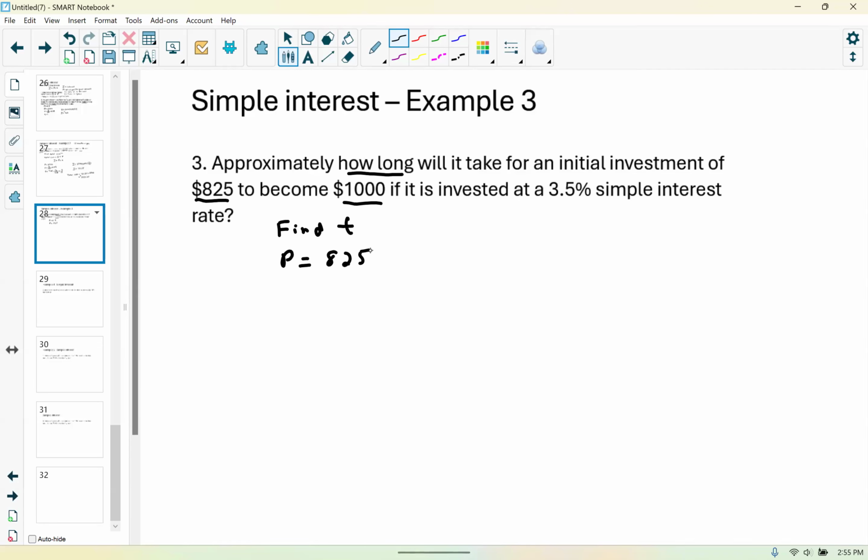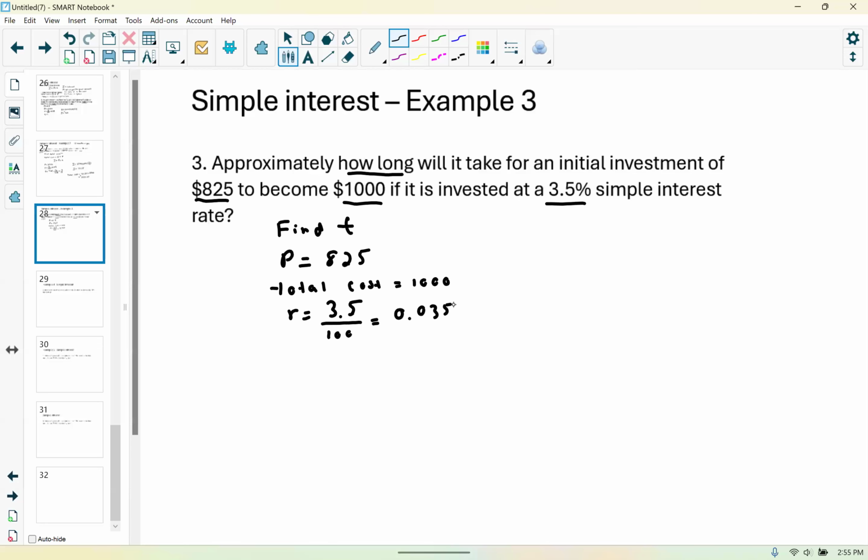Okay, so here's where we have to be really careful. We know that the total cost is equal to $1,000. That's not the interest, that's the total cost of what we want. And it's invested at a rate of 3.5%. So again, we're going to take 3.5. We're going to divide it by 100 because it's a percentage. If you do that, you get 0.035.